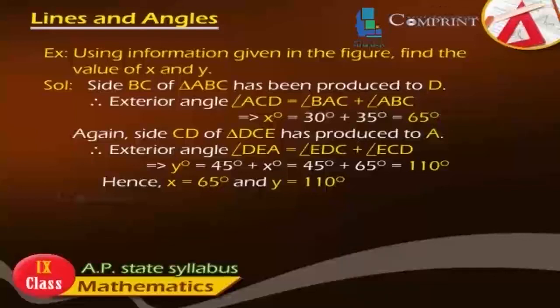Again, side CD of the triangle DCE has been produced to A. Therefore, exterior angle DEA is equal to angle EDC plus angle ECD. Implies y degrees is equal to 45 degrees plus x degrees is equal to 45 degrees plus 65 degrees is equal to 110 degrees. Hence, x is equal to 65 degrees and y is equal to 110 degrees.